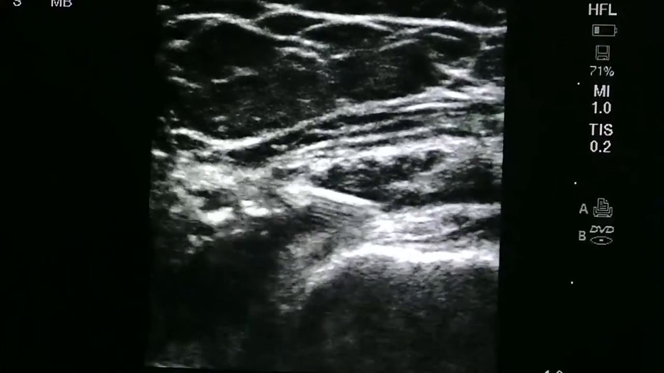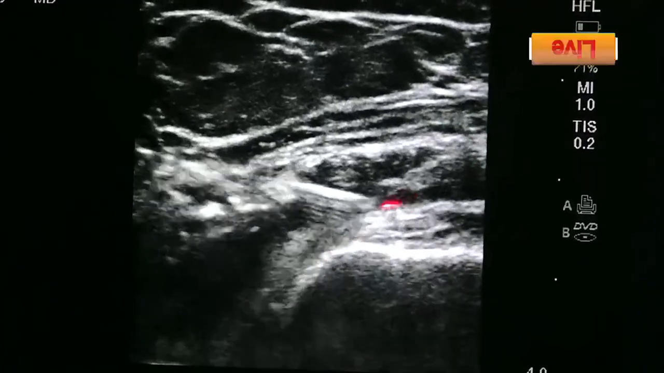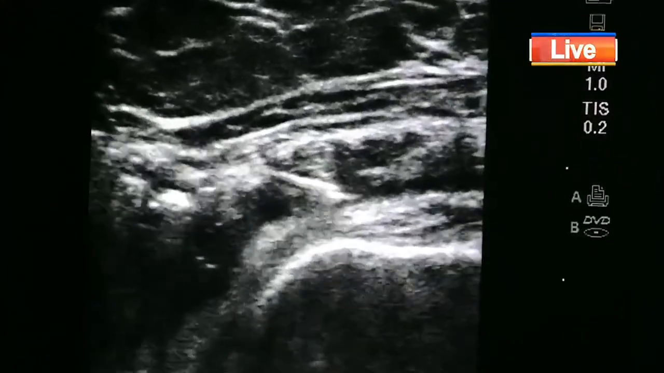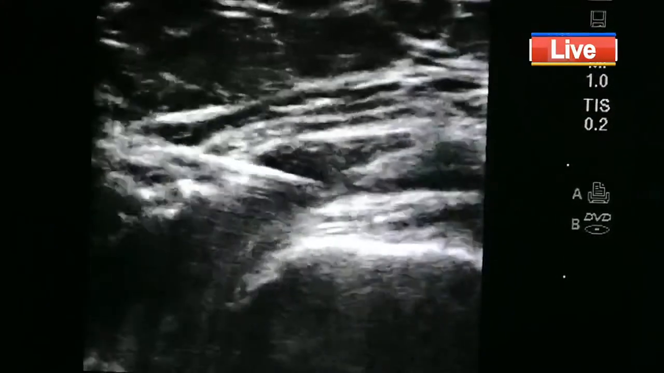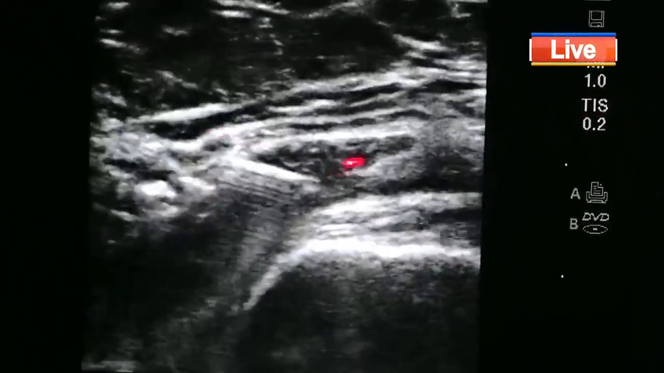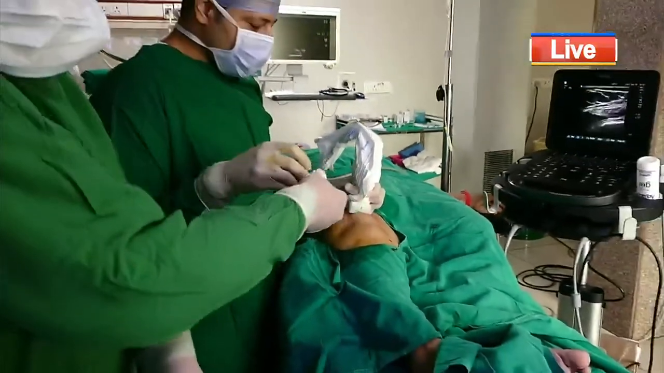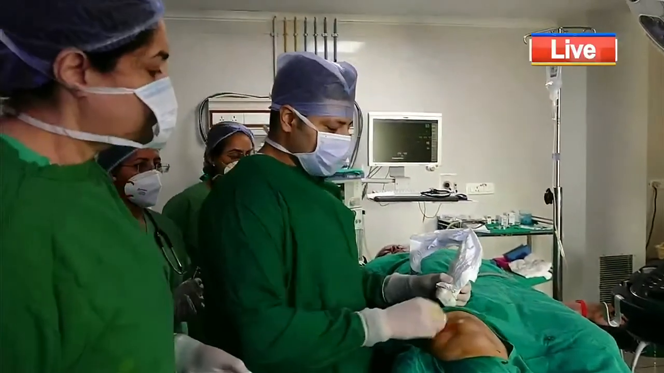This is the key. If there is any swelling being formed, that means you are not in the right space. You may have punctured a fascia or something like that. So this is the whole length of my needle. I have come from here and now I'm just coming out and putting the band-aid. We are done with this procedure. Any questions and discussions we can do.